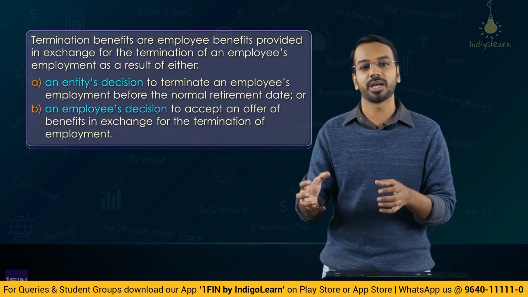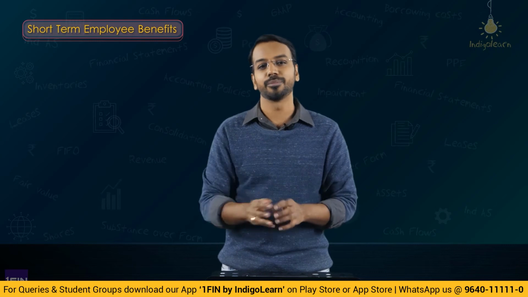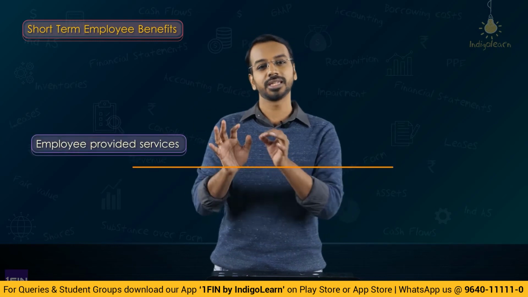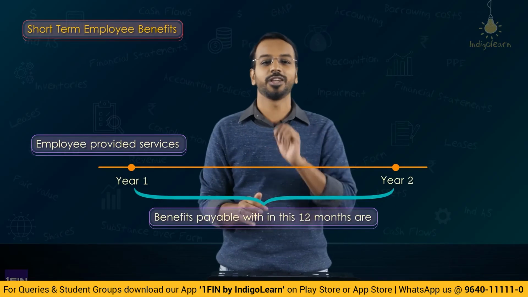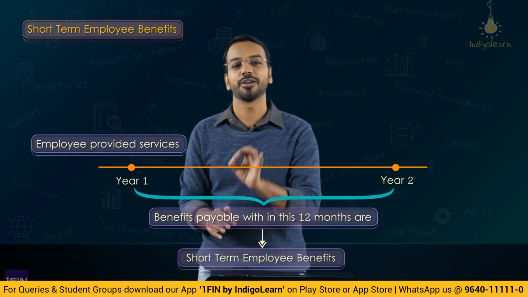Now, coming to the other three plans, the first one we said is a short-term employee benefit plan. What does this short-term employee benefit plan mean? By the name itself, it is very clear. It is a form of benefit provided in the short term. Now, what is this short term? Say, for example, the employee provided services in year 1. If the benefit is payable within 12 months after the end of year 1, that is called short-term employee benefit.